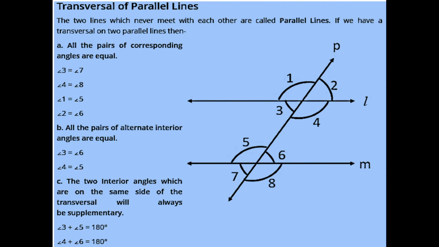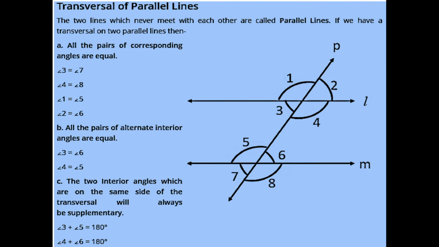3 and 7, they are equal. 4 and 8, they are equal. 1 and 5, they are equal. 2 and 6, they are equal. Understand? Same way all the pairs of alternate interior angles are also equal. You see 3, 6 alternate interior angles, they are equal. 4, 5 alternate interior angles, they are equal. In the same way alternate exterior angles are also equal. Angle 1 and angle 8, angle 2 and angle 7 are equal.